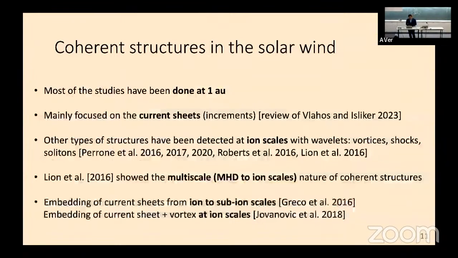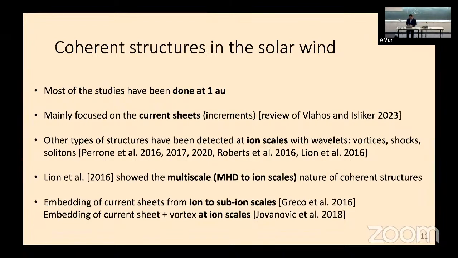So what is known about coherent structures in the solar wind? First, most of the studies have been done at one astronomical unit. Most of the studies focused on the analysis of current sheets, but other types of coherent structures were also detected, especially at MHD time scales. There was a nice work of Perrone, who analyzed different types of structures at these time scales, such as vortices, shocks, solitons, not only current sheets. There is an important work of Leonardis, who showed the multi-scale nature of coherent structures from MHD to ion scales.